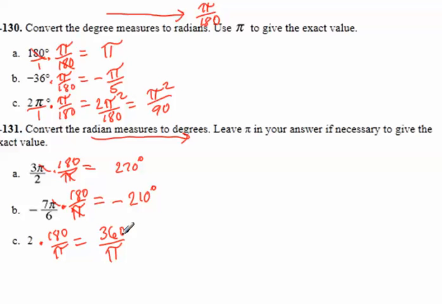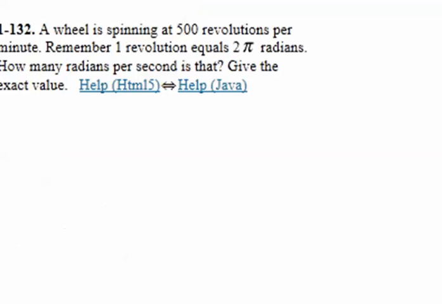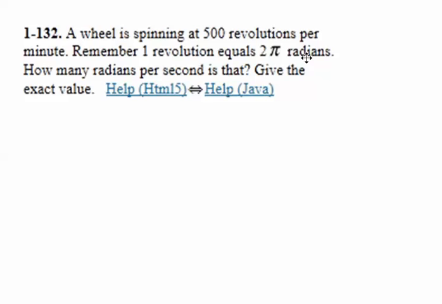There we have it. All right. Now, a problem that we can apply this to. We have a wheel spinning at 500 revolutions per minute. So I'm going to write down a ratio, 500 revolutions in 1 minute, but I want to know how many radians per second. So how could I write seconds instead of minutes? If it's 500 revolutions in 1 minute, that's the same as 500 revolutions in 60 seconds.